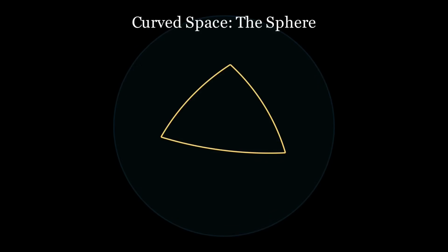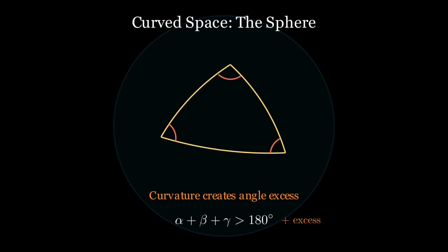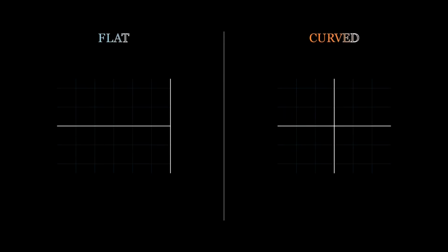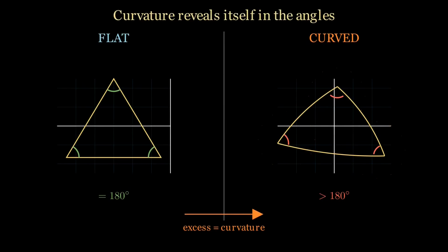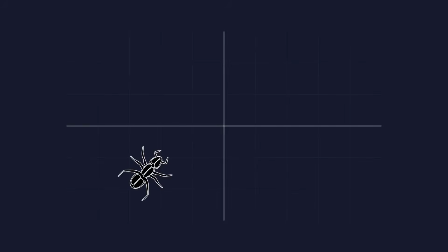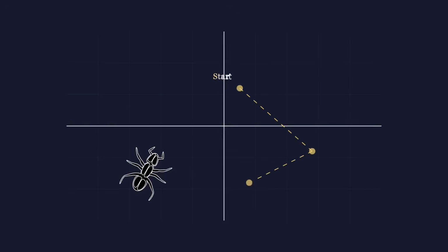But on a curved surface like a sphere, something strange happens. The straightest possible paths, called geodesics, are great circles. When we form a triangle from them, the angle sum exceeds 180 degrees. The excess reveals how curved the surface is. Here is the crucial insight. Flat space gives 180 degrees exactly. Curved space gives more. This angle excess is not a mistake, it is curvature revealing itself through geometry.